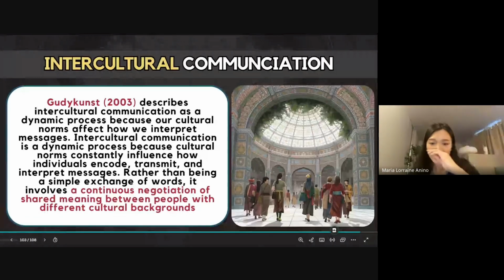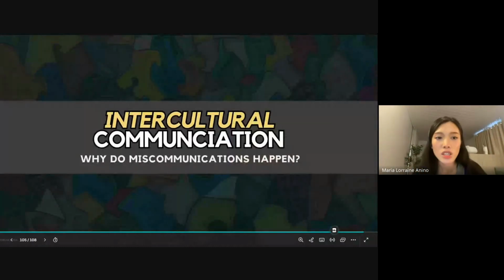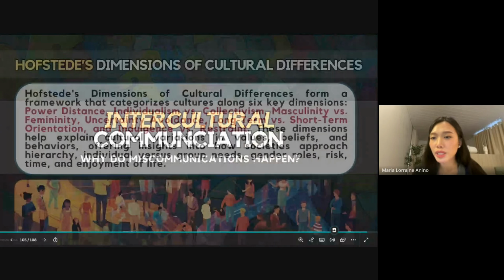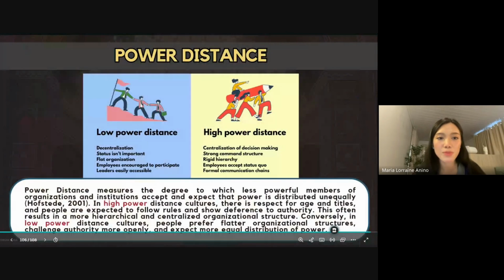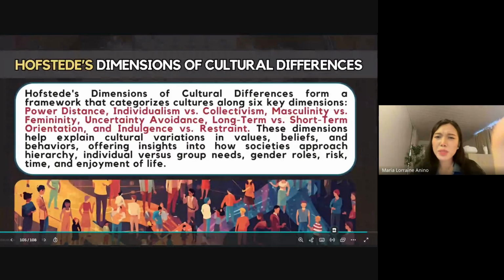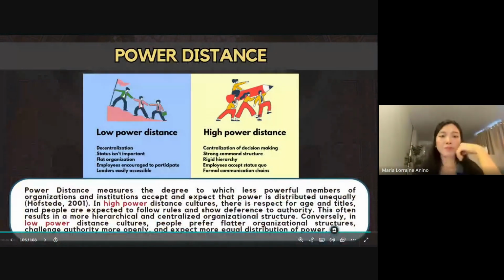So I'm going to move on now to the dimensions of cultural differences as defined by Hofstede. Okay, so why do miscommunications happen, particularly as emphasized by Hofstede in his model or concept about the dimensions of cultural differences. So the goal here is to understand why people behave differently. Hofstede gave us cultural dimensions, which would help us analyze why there is miscommunication, especially in our context in the workplace. So we have here the power distance.